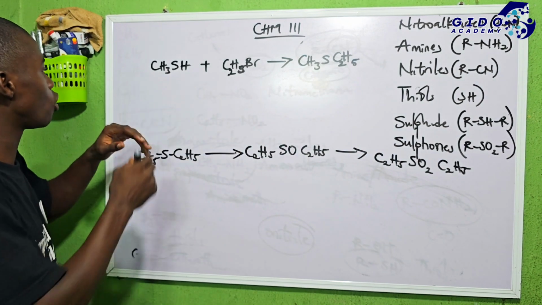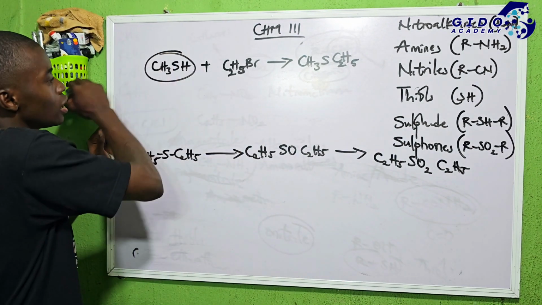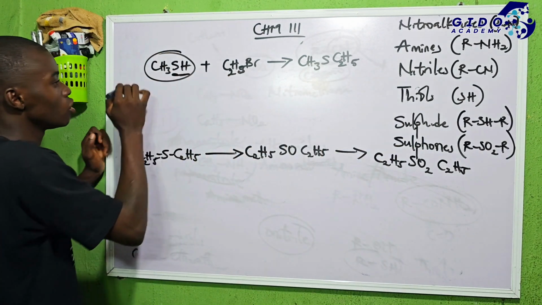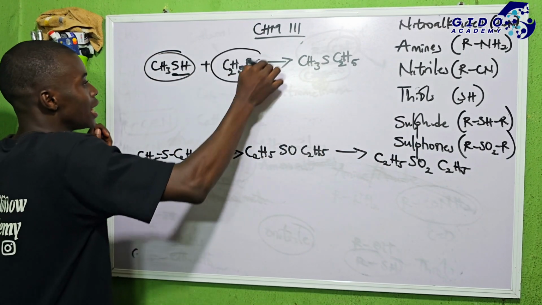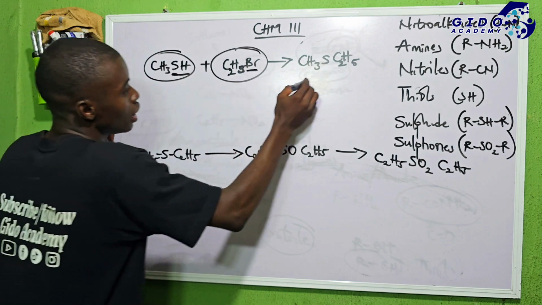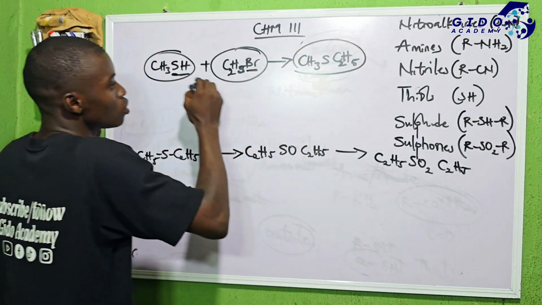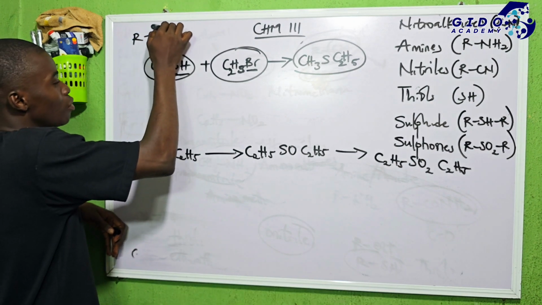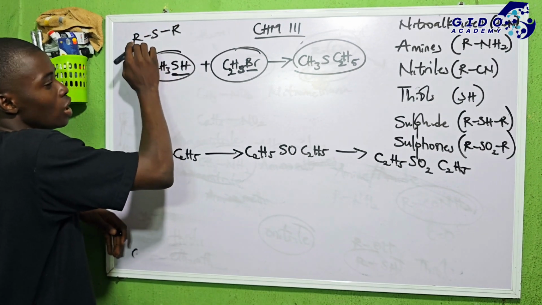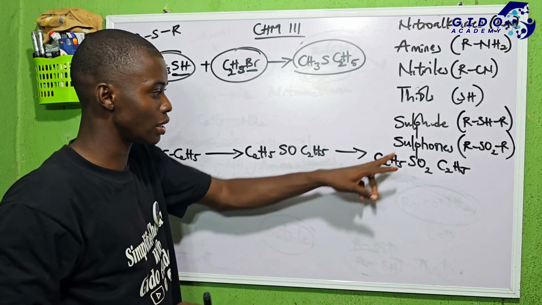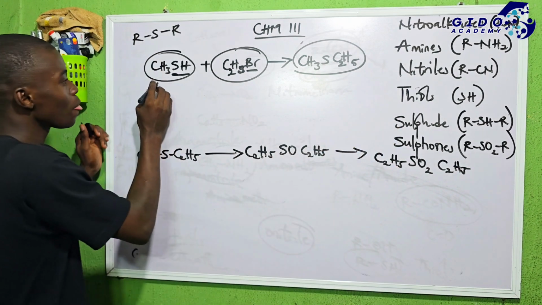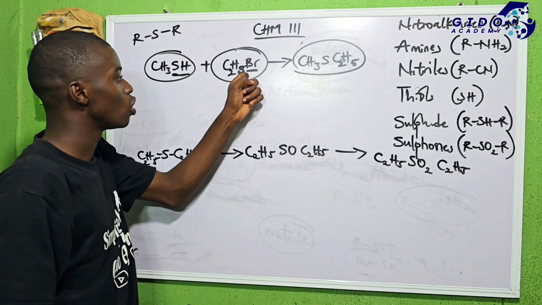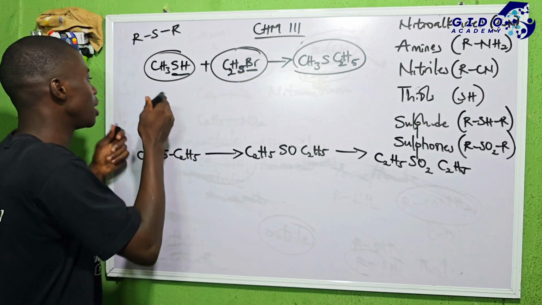Now, if you look at this compound here, you already know that this compound is a thiol because of this sulfur to hydrogen functional group, and this is a haloalkane because of this bromine. Then this compound we don't know. But as long as there is an R directly bonded to S, directly bonded to R, which is an alkyl, we call this a what? A sulphide. So please, when a thiol reacts with a haloalkane, let me write it.